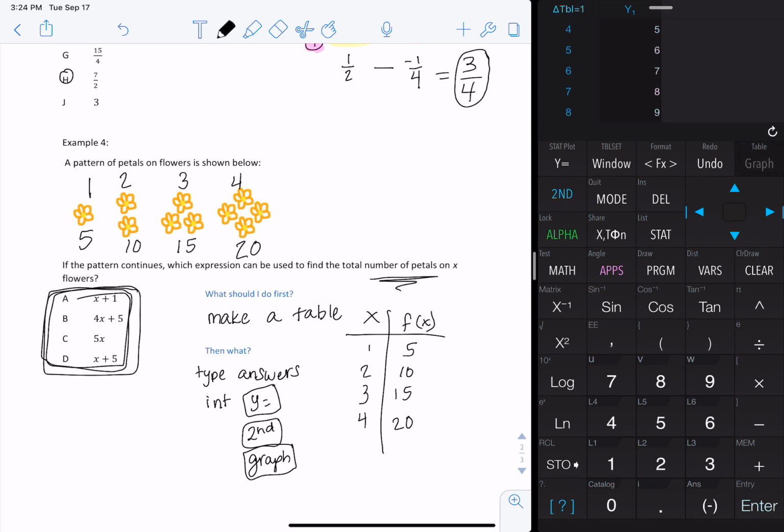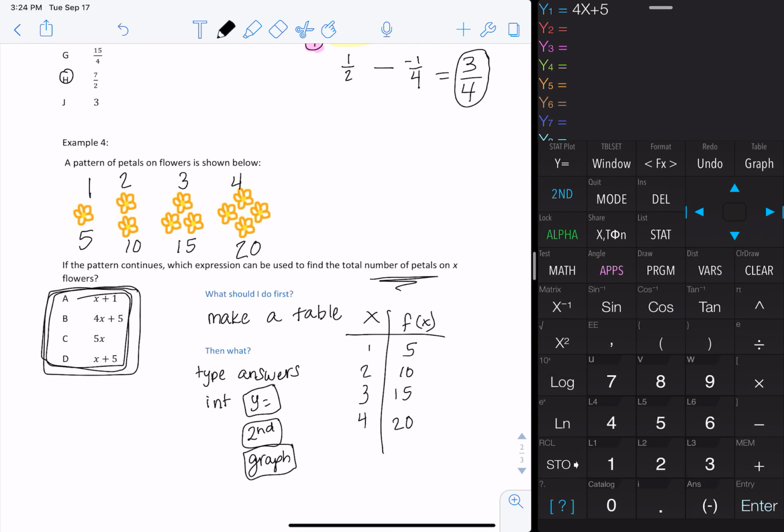Go to the table. Now, my table needs to start at 1. My table here is still set at 4. So second window, we want it to start at 1. Second graph. This one says 1, 2. That does not match my table. So go back to y equals, clear that one. B says 4x plus 5. Go to the table. This says 1 should be 9.